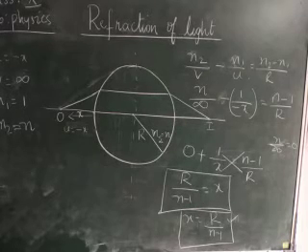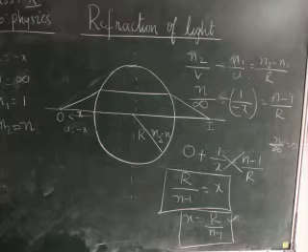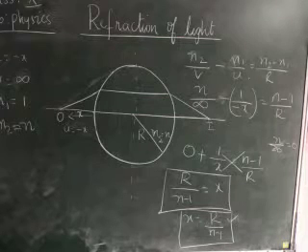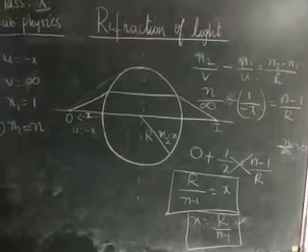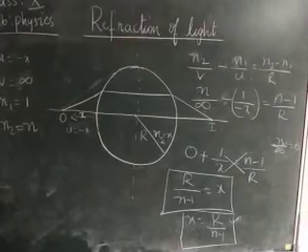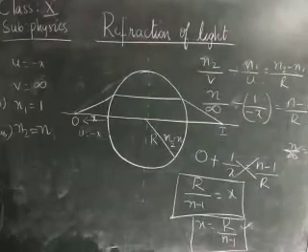Therefore what is x? X is the distance of the object, where the object should be placed in order to get the real image at the same distance. Therefore x is equal to r by n minus 1. This is a problem children. Okay, right.